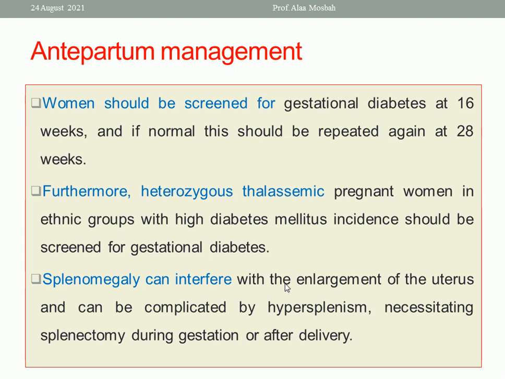Furthermore, heterozygous thalassemia in ethnic groups with high diabetes mellitus incidence should be screened for gestational diabetes more frequently. Splenomegaly can interfere with enlargement of the uterus and can be complicated by hypersplenism, necessitating splenectomy during gestation or after delivery.